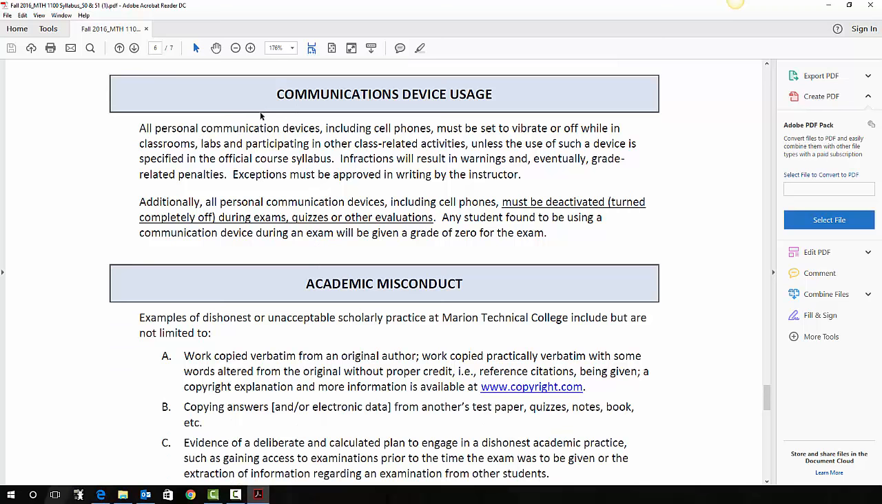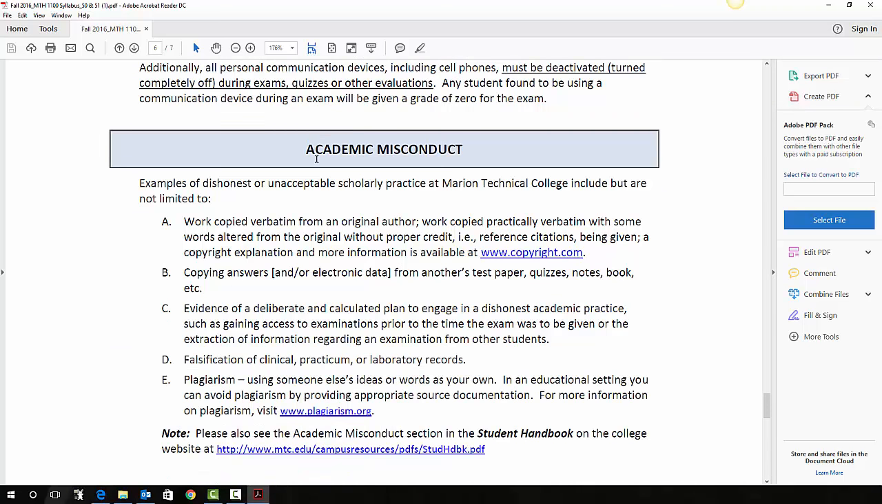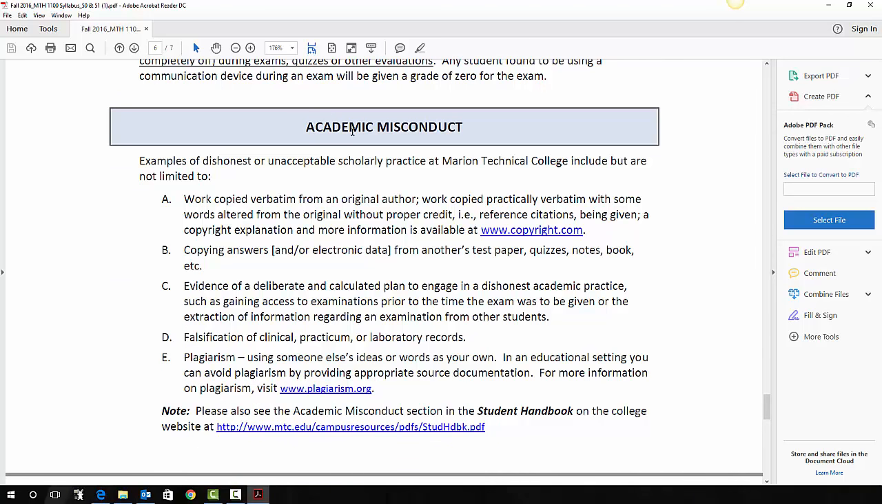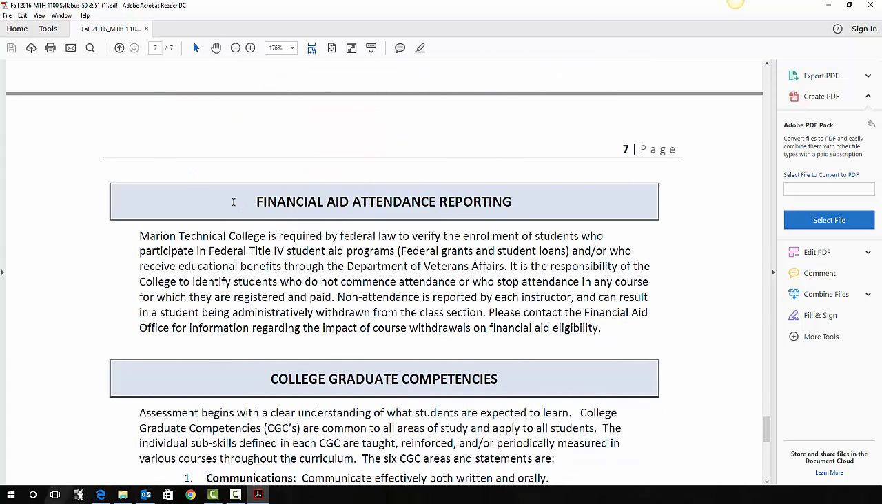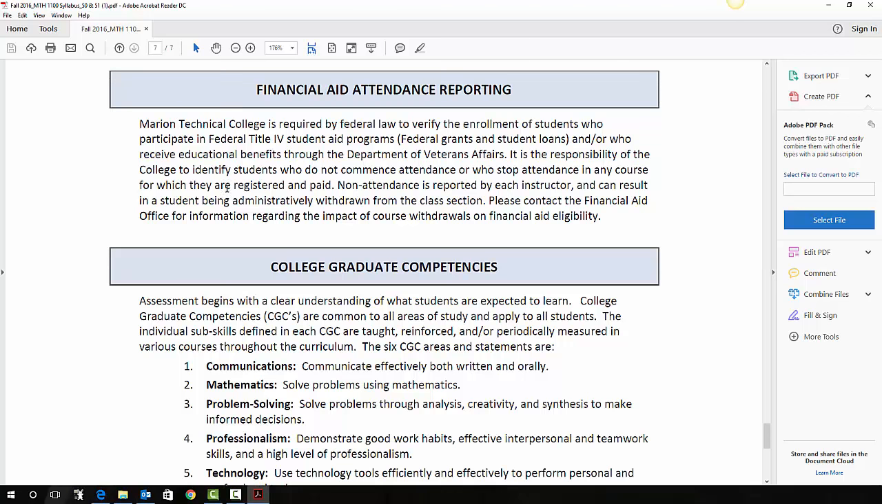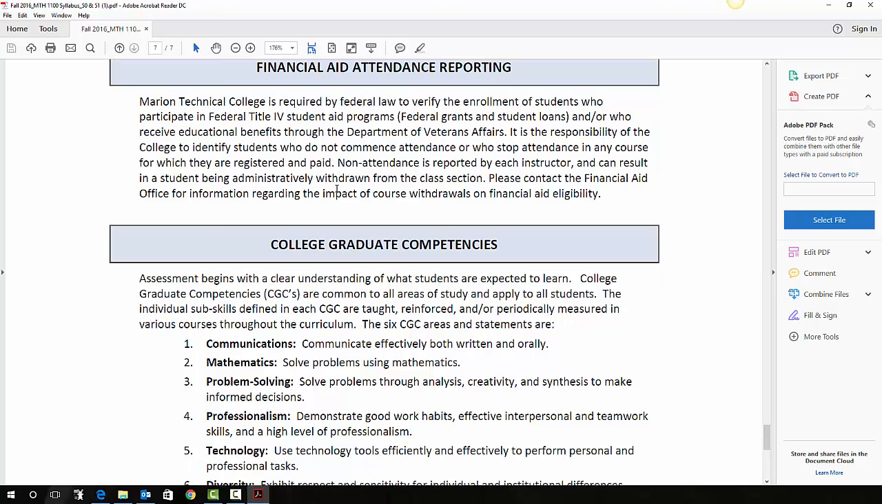Then there's just some typical things that you would see on a syllabus that you can read through. These are pretty standard that we have to have in here. Academic misconduct: it's important that when you're completing work, it is purely your work, and if you're borrowing someone's ideas, that you're giving them credit for that. So make sure you read over this and just don't cheat. This is just a statement letting you know that I have to take attendance to abide by financial aid regulations.